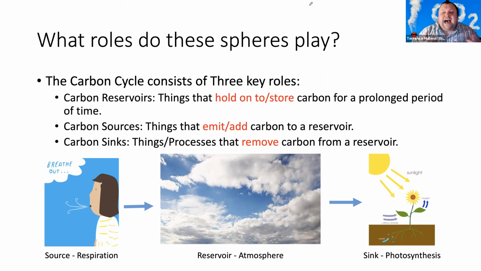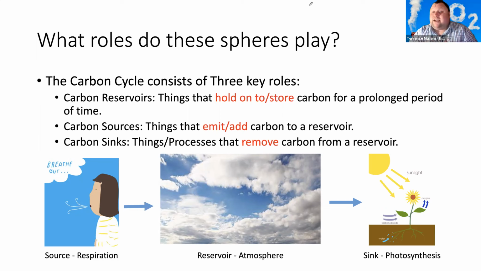Photosynthesis, the act of converting carbon dioxide, water, and sunlight into sugar and oxygen, that is photosynthesis. That is a carbon sink. That is something that takes carbon away from the atmosphere. So that being said, carbon reservoirs hold on to carbon. Carbon sources put carbon into the reservoir. Carbon sinks take carbon out of the reservoir.